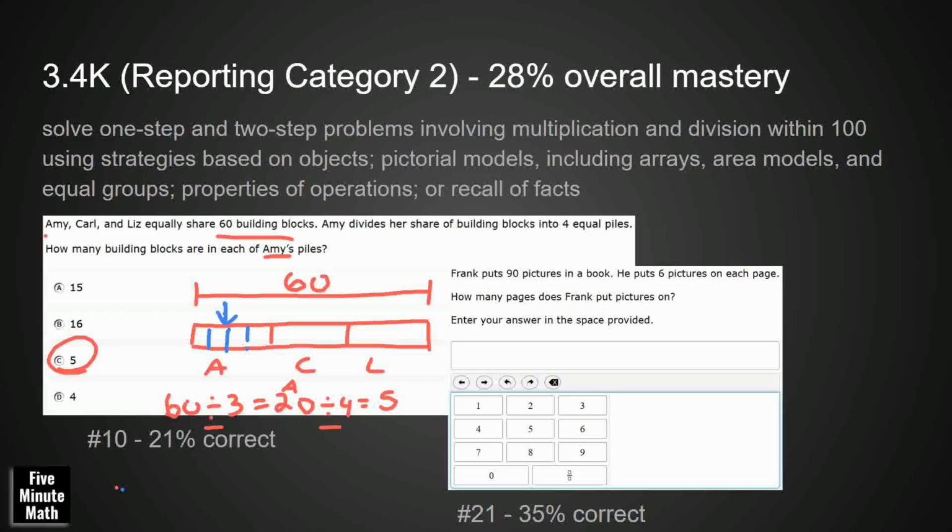This one, we've got Frank, that's 90 pictures, and he needs to put them into 6 pictures on each page, right? So this is equal groups, which means we're dealing with multiplication or division, and there's no A, B, C, or D to choose from. We just have to type in our answer. So that makes it more rigorous to begin with.